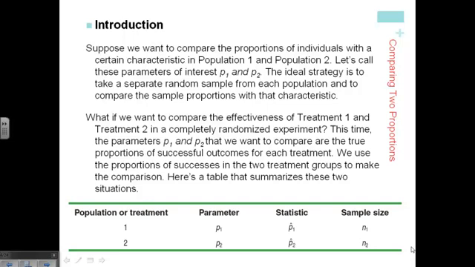Similarly with population number 2, p sub 2, the proportion as if we interviewed everyone in the population. P hat sub 2, what was the sample proportion, and then n sub 2, what was the size of the sample that we took out of population 2. Okay, so we're going to be throwing a lot of symbols around in this section.